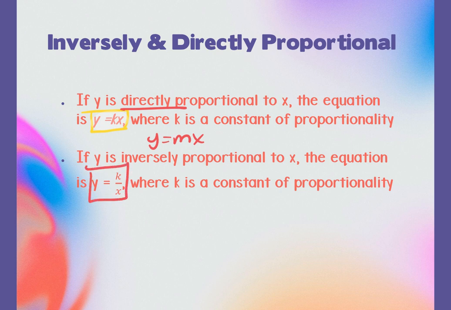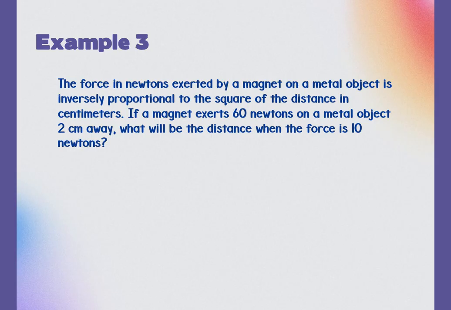So the first one is directly or inversely proportional to the second one. The first one goes on the one side of the y equals. The second one either gets multiplied by the k if it's directly, or it goes under the k if it's inversely, okay? And the way you will see these are something like this. It says the force in newtons exerted by a magnet, just in case you missed words, on a metal object is inversely proportional to the square of the distance in centimeters.